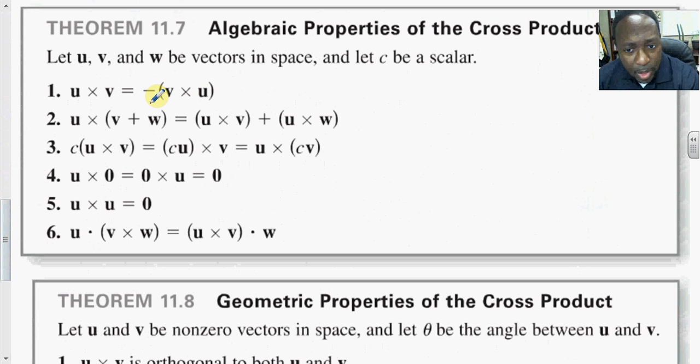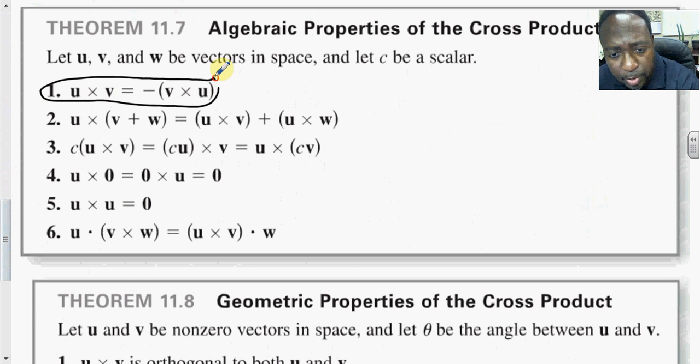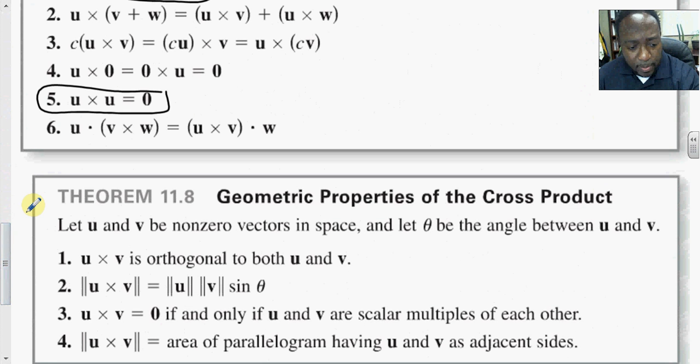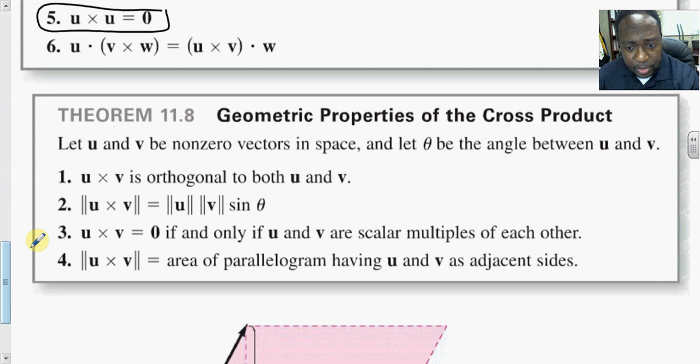And so here, the cross product is not what we would call commutative. The cross product does not commute. It commutes over a negative, if you will. And then the cross product of a vector with itself is 0. So I think those are two of the properties to keep in mind. There's a problem that we can relate those properties back to, to work the problem out a little bit easier.